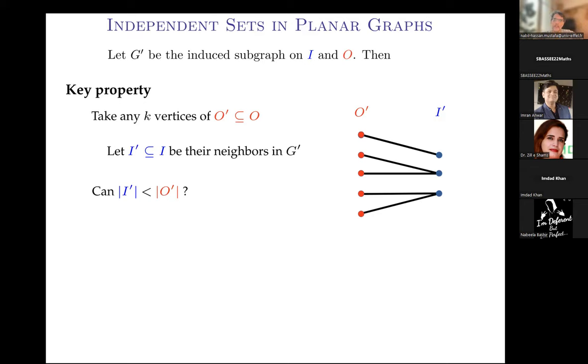O is the optimal answer. So O is a maximum independent set of the largest size. I is where we stopped when we could not drop k minus one vertices and improve it by adding k other vertices.